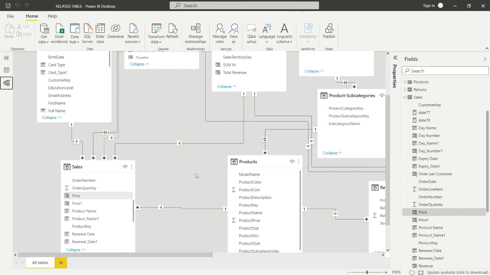So this is the main difference between RELATEDTABLE and RELATED, which is one of the very common, frequently asked questions in DAX. So this is all about the RELATED function in DAX.